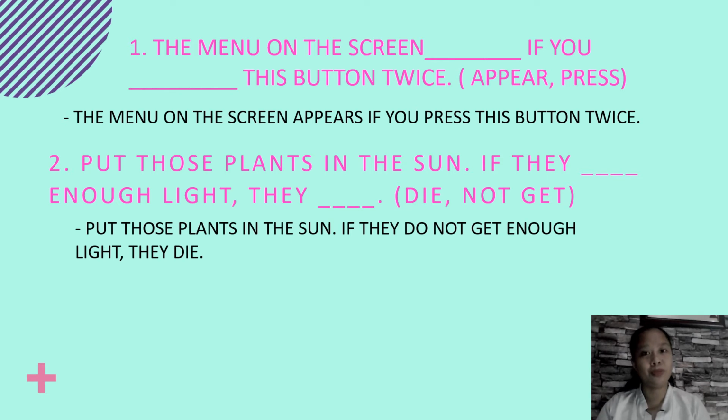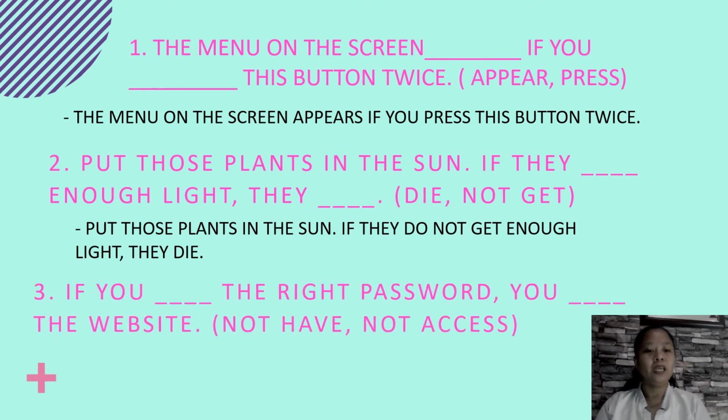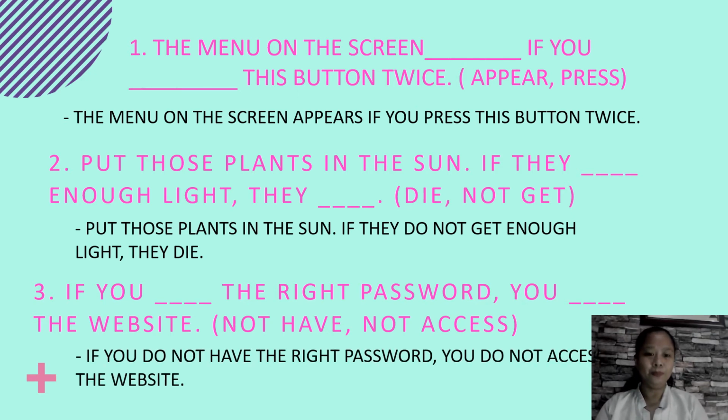For item number 3, if you blank the right password, you blank the website. Your verbs are not have and not access. What is the correct form of the verb? Correct again. If you do not have the right password, you do not access the website. Your verbs are do not have and do not access. Very good. Let's go to the next set.